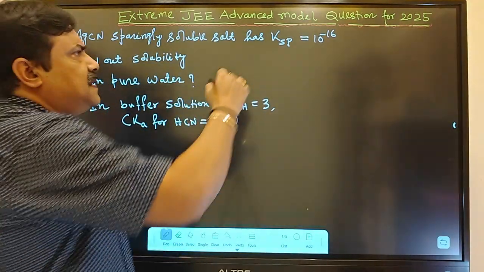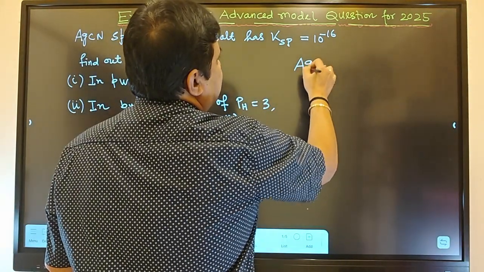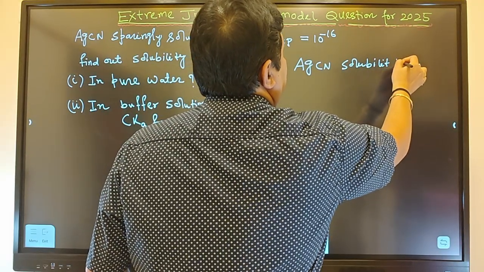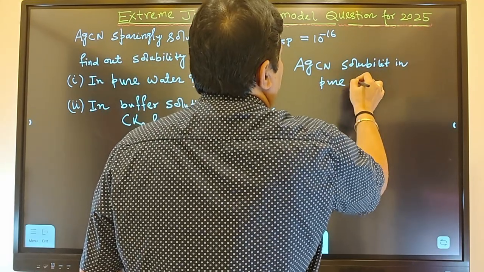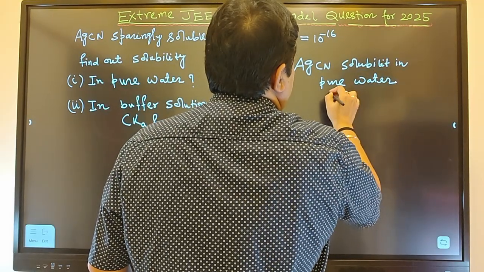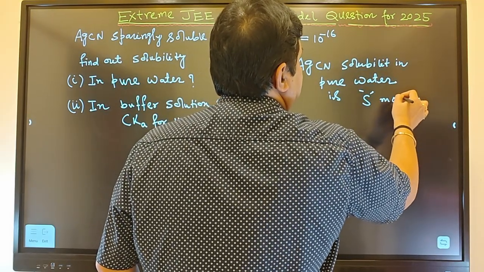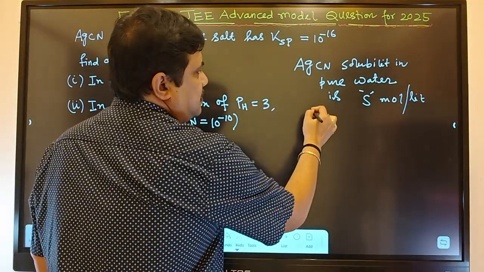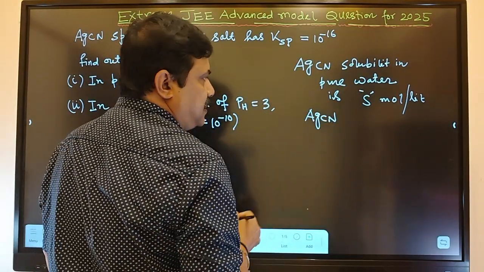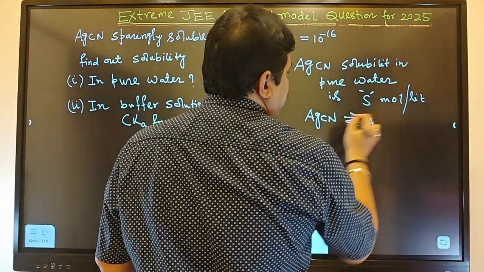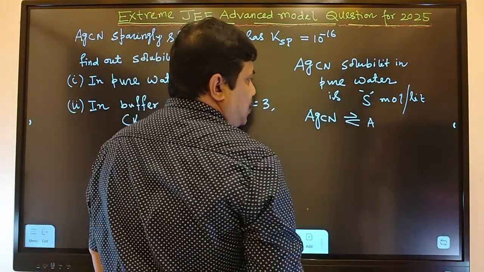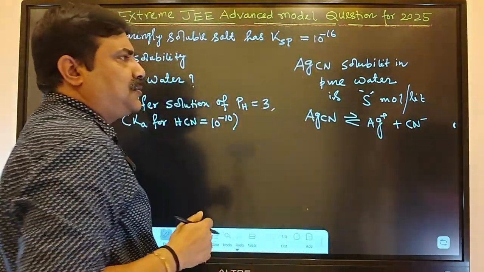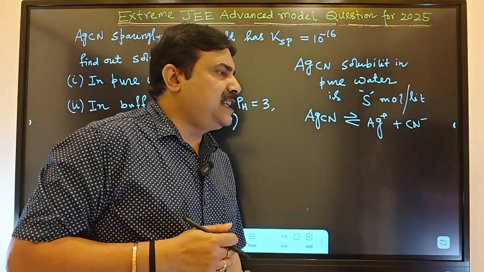Now AgCN, if I say the solubility of AgCN in pure water is S moles per liter, then the Ksp expression, I hope you know how to find it. AgCN dissolved is in equilibrium with the corresponding ions, the dissociated part.